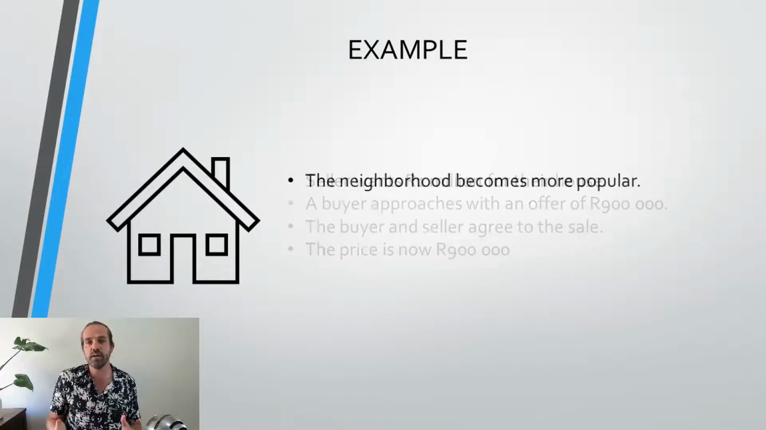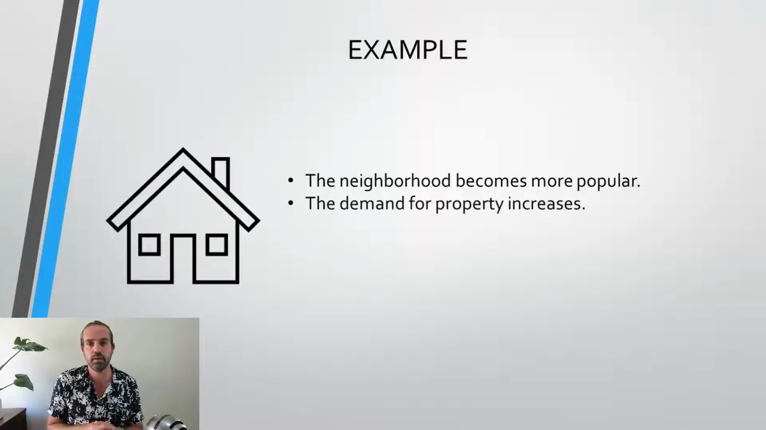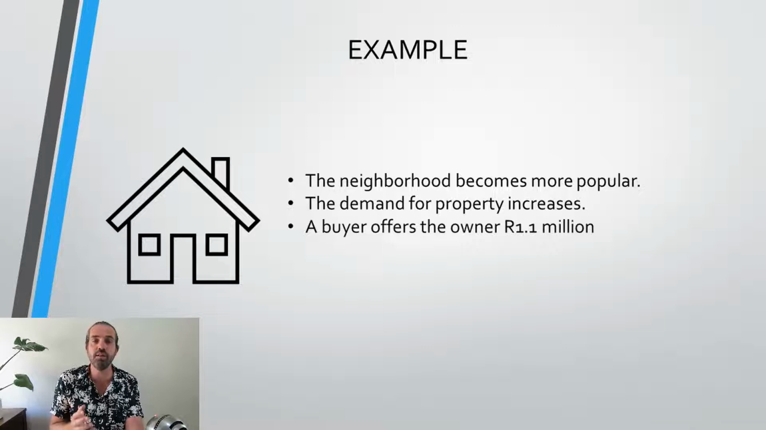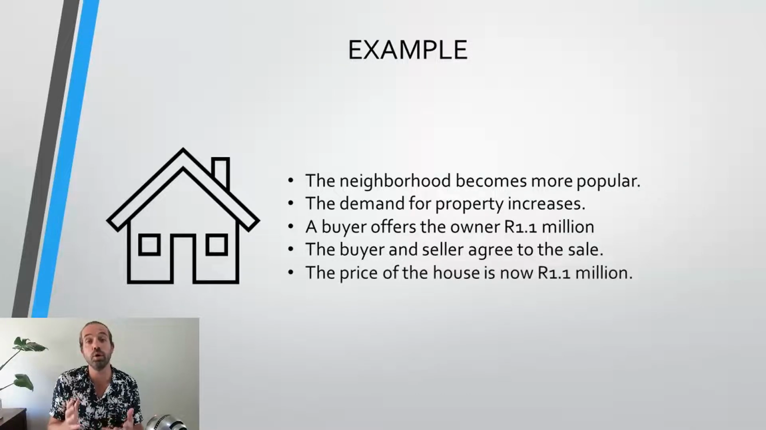A few months later, the neighborhood gets a brand new shopping mall and the area becomes more popular and the demand for houses in the area goes up. The owner of the house gets an offer from someone of 1.1 million rand to buy the house from him. The owner agrees on this price and sells the house. Now once that transaction goes through, the price of the house is now 1.1 million rand.